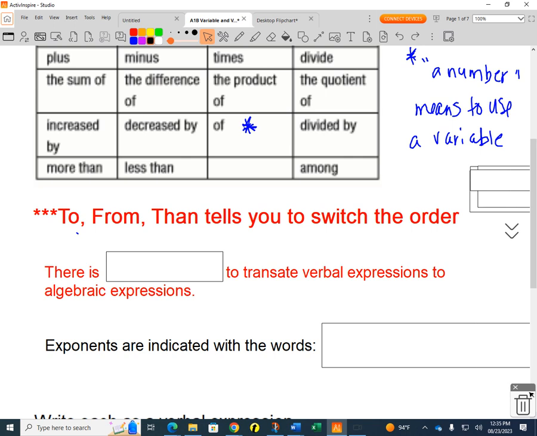So how many ways can I translate 10 times x to math? How many different expressions can I write that mean the same thing as that? Just one. There's only one right answer when you go from words to math. This is right.